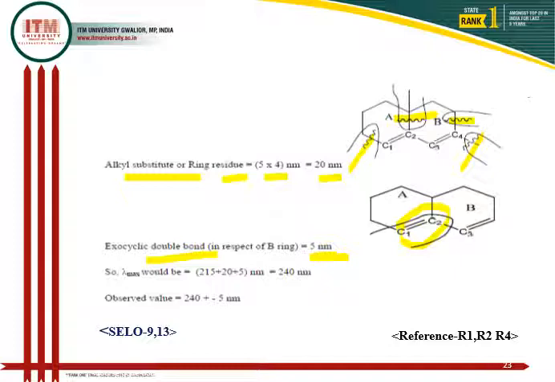So what would be the calculation? The 215, then 20, then plus 5, that is 240 nanometer is the answer. So the observed value is 240 plus or minus 5. That is to be seen for this compound. Understood?